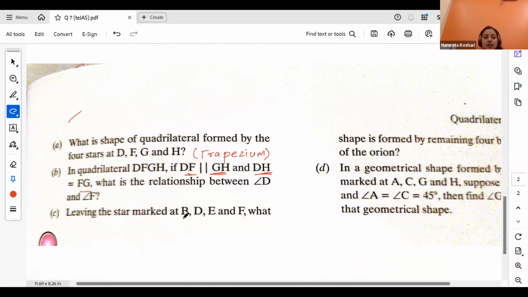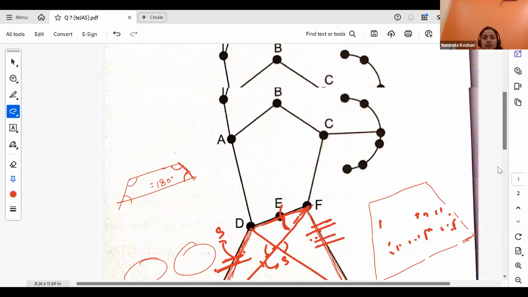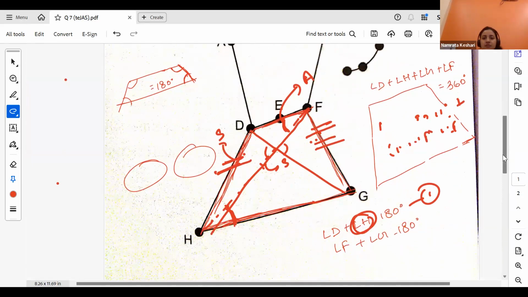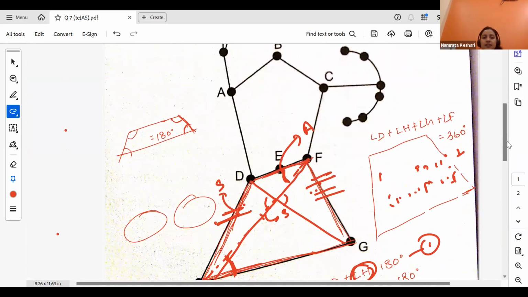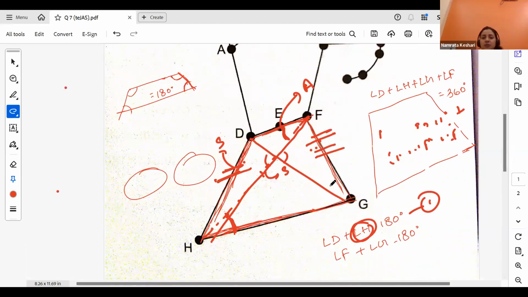Leaving the star mark at B, D, E, and F, what shape is formed by the remaining? Just a second. Leaving the star mark at B, D, E, F, what is the shape we are getting? So if we leave B, D, E, F, again we are having the same trapezium.